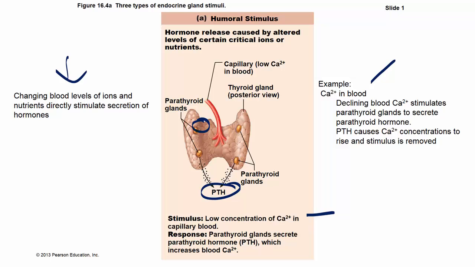Okay? Parathyroid hormone, if you think way back to the bones, goes out to the bones and causes the osteoclasts to start to dissolve bone matrix, which is releasing calcium. That will release calcium into the blood. Okay? That will cause calcium levels to rise, and so rising calcium levels will then shut off the parathyroid hormone from being released. Negative feedback. So humoral is going to be something in the blood, some rising or declining level of an ion or a nutrient causing the direct secretion of a hormone.